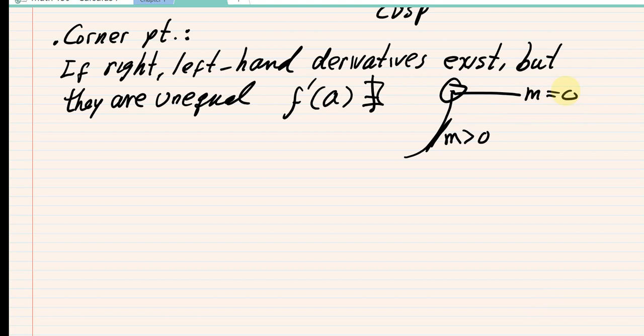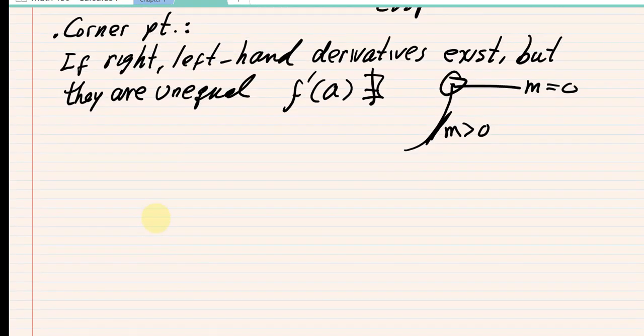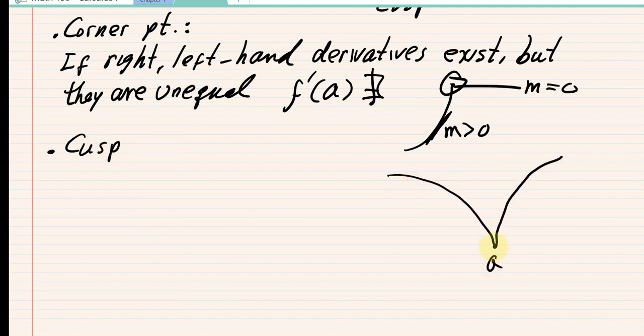Now let's take a look at differentiability on an interval. But before we do, let me look at the cusp actually. So what does a cusp look like? A cusp looks like this. This point A is a cusp.